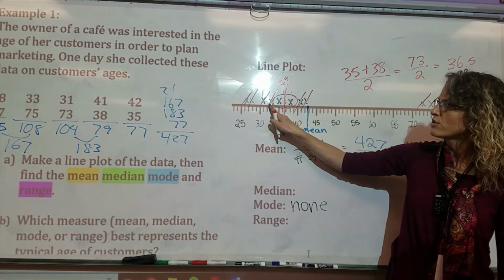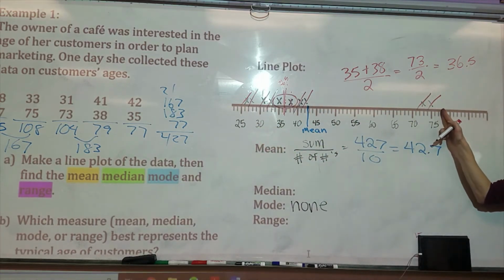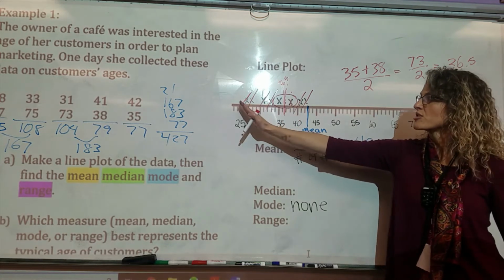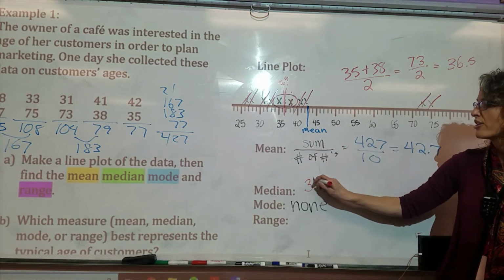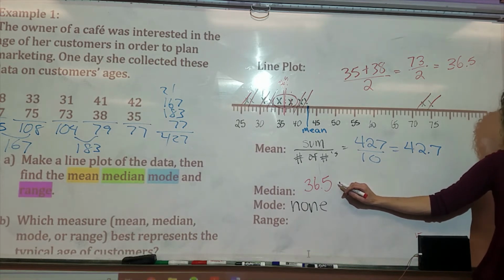Let's count. Are there 1, 2, 3, 4, 5 points below it? Are there 1, 2, 3, 4, 5 points above it? So there's an equal number of customers under that age and above that age. So that's a better number for a store owner to say, what's my middle customer age?